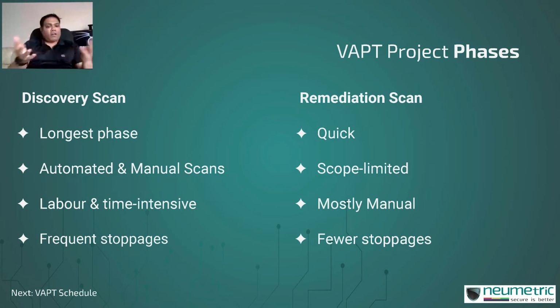By far, discovery has got to be the longest phase. It involves a lot of activities. Predominantly, the longest time that is spent is in the automated scan and the pen testing itself. You may be conducting automated or manual scans in the discovery scan phase. Discovery scan is by its nature very labor and time intensive, and one of the things that you will frequently encounter in the discovery scan phase is frequent stoppages, and these stoppages happen for all sorts of reasons.